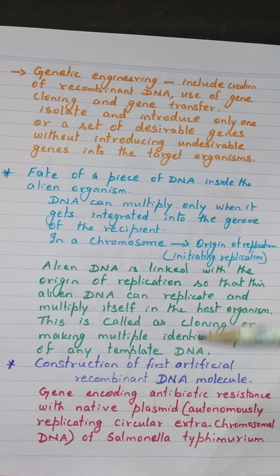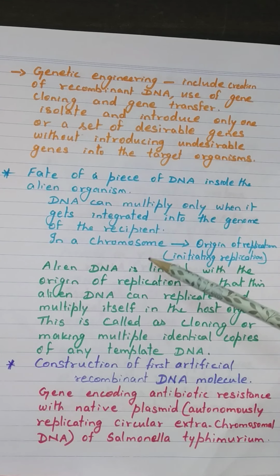First, we want to multiply a desirable piece of DNA. This will be introduced into the host, and then we allow the host to multiply. Along with the host, this desirable DNA also will get multiplied. For multiplication, this desirable DNA should be integrated into the genome of the host, the genome of the recipient. Then only it can multiply.